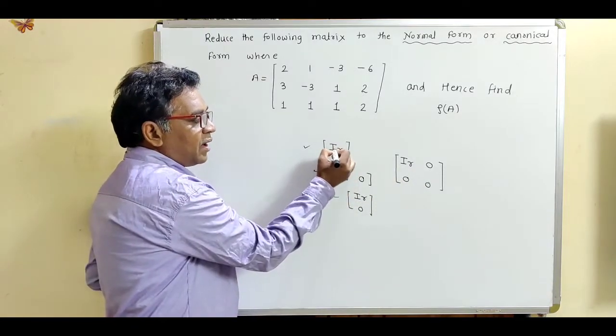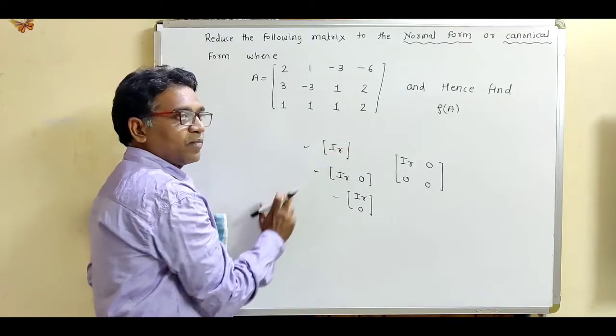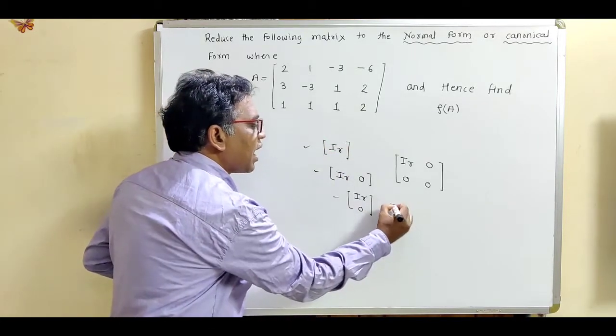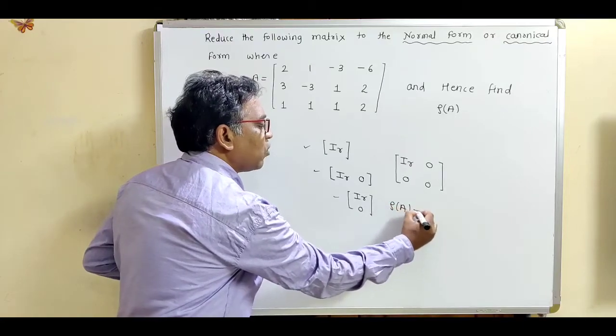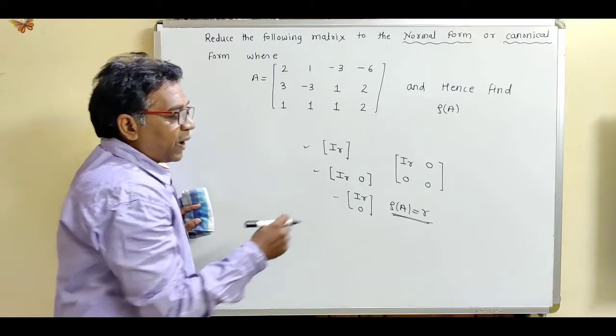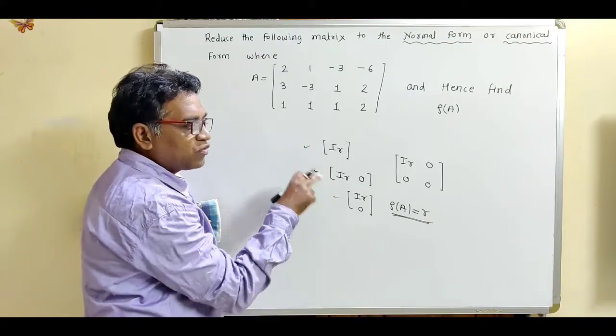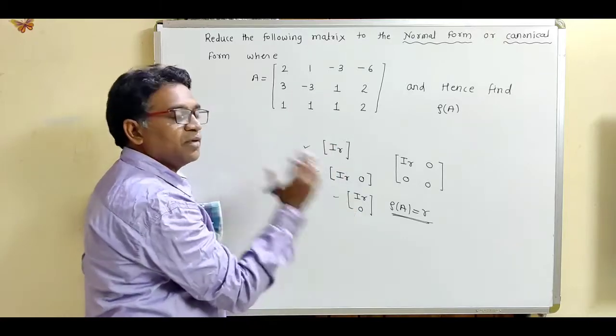Where what is this I? I means the unit matrix of order R. Where what is this R? R is called the rank of the given matrix. So see, by using the normal form or canonical form method, we can also find the rank of the given matrix.